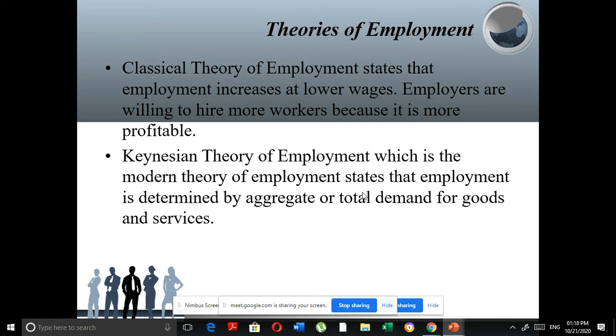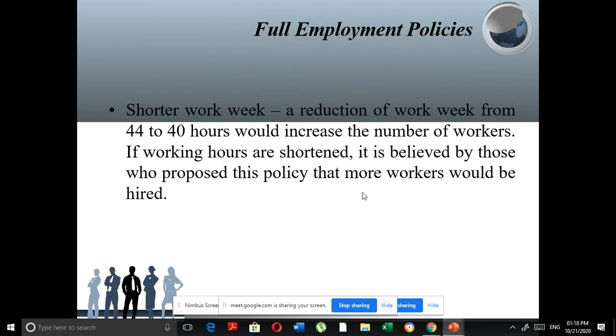The other theory of employment is the Keynesian theory of employment. It is the modern theory, as I told you from the beginning of the lesson, and it states that employment is determined by aggregate demand for goods and services. There are two main theories of employment. This is just the main thing for your knowledge, okay?